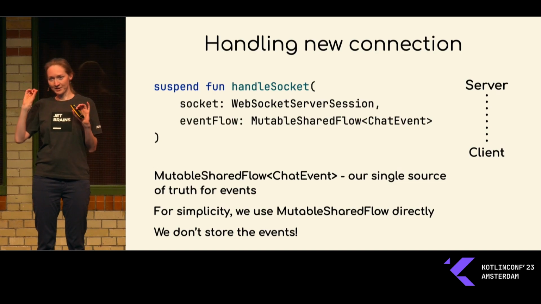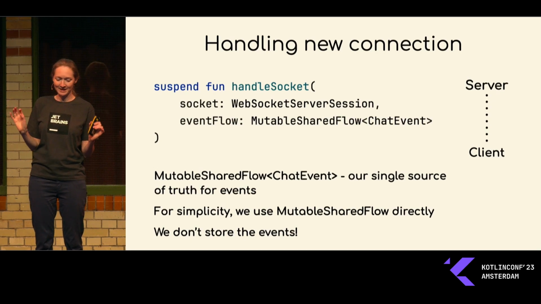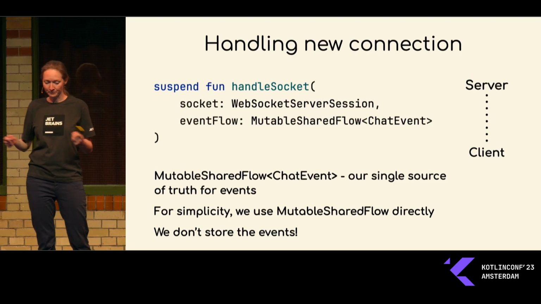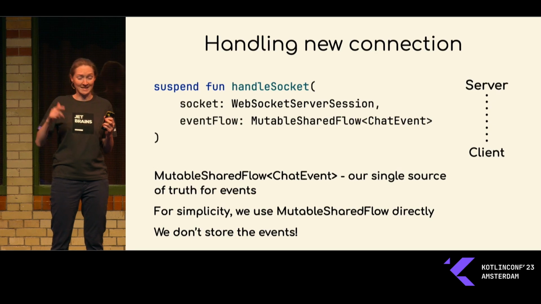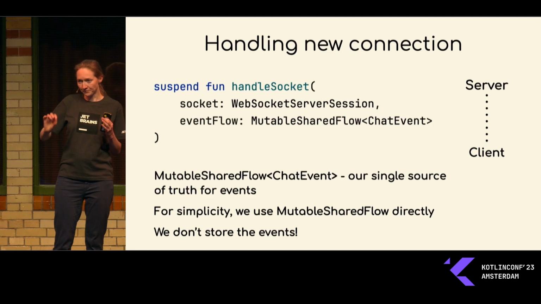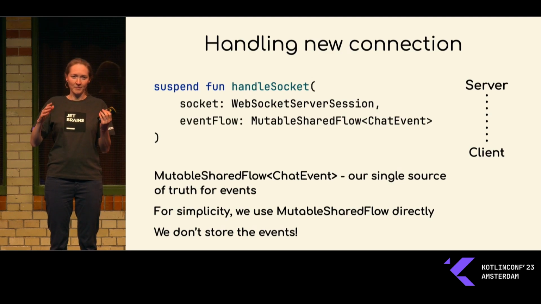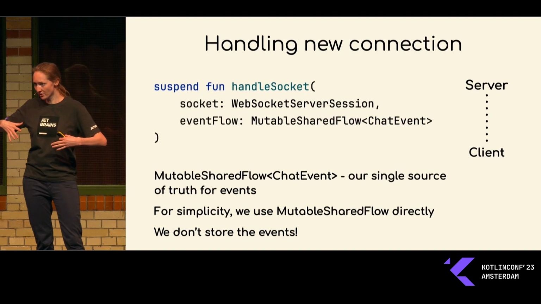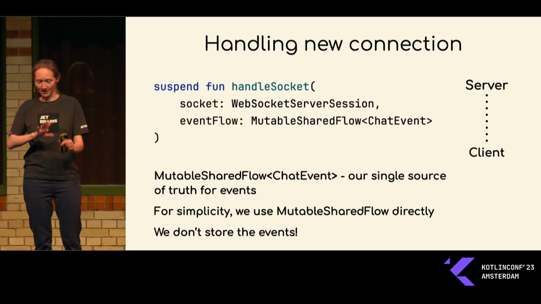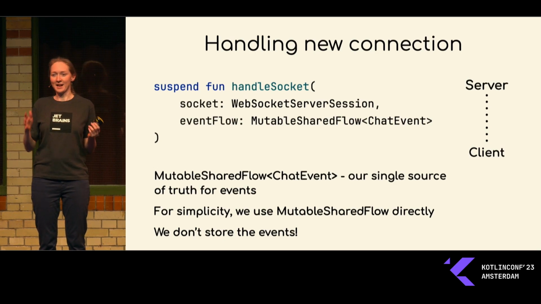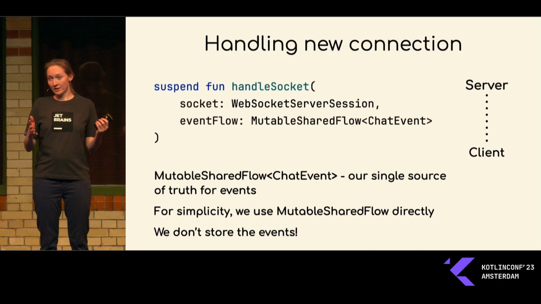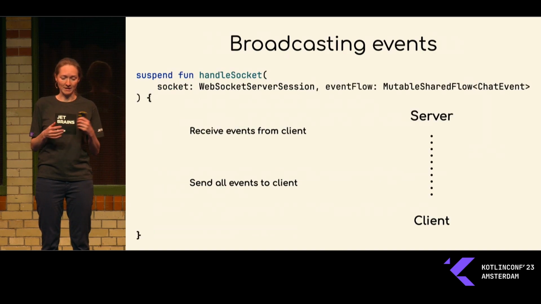Again, I want to highlight that in our case, it's very simplistic. So we use mutable shared flow as a single source of truth for all our events. And also for simplicity, in the slides, we use it directly. In the chat implementation available at GitHub, we have it inside an abstraction, but we decided that in the slides, it's simpler for understanding if we have it directly. But if you decide to browse it later, you'll see that it's actually hidden behind the abstraction. And as I've told you, we don't store all the history of the events.